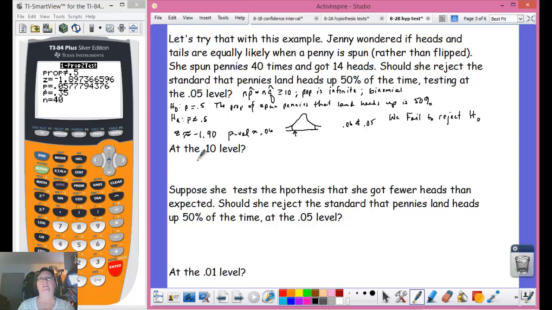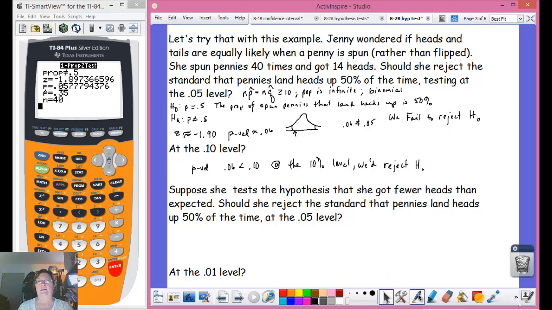You'll notice, however, if we were testing at the 10% level, our p-value, which was 0.06, is less than 0.10. At the 10% level, we would reject. It's not that you have to figure Z again, it's just that you have to look at that p-value, which is what makes it such a great tool for making a determination, okay? At the 10% level, we'd reject H sub o.